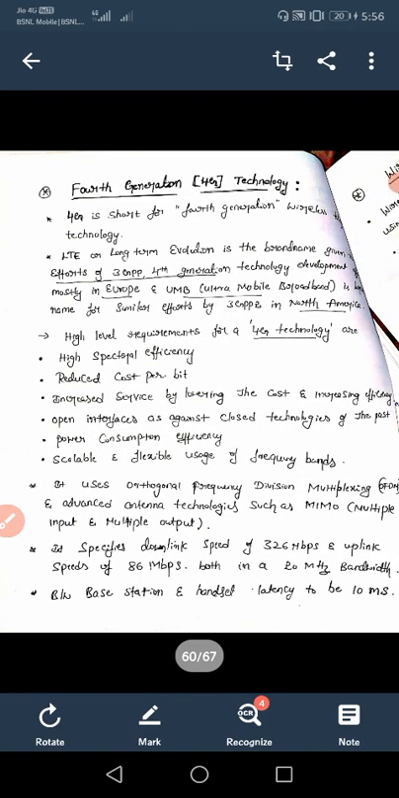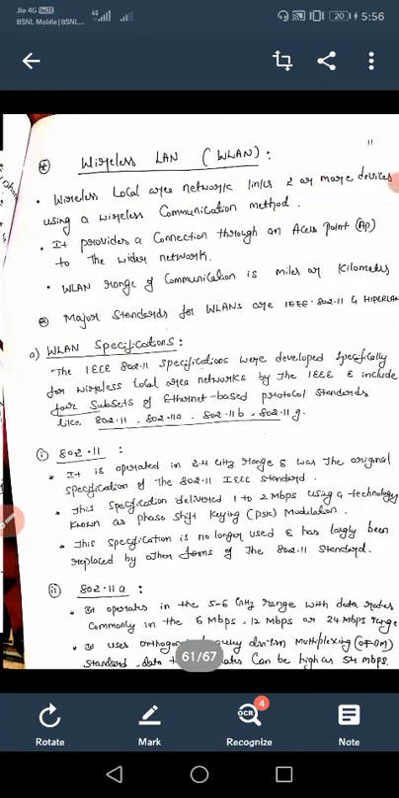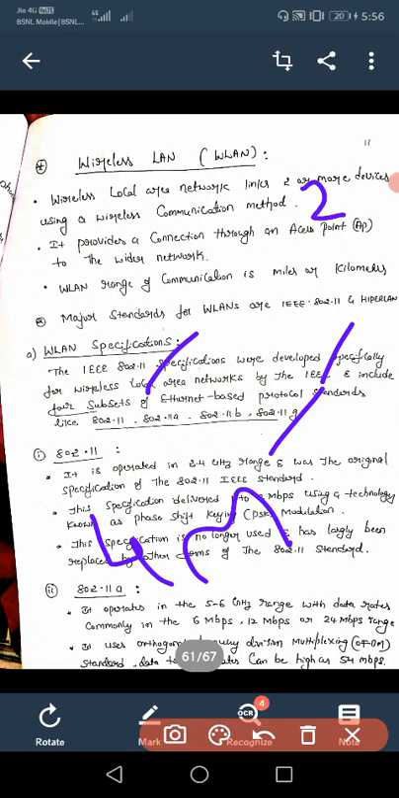Okay, so here just look at whatever pages I am showing. Don't look at all the pages.